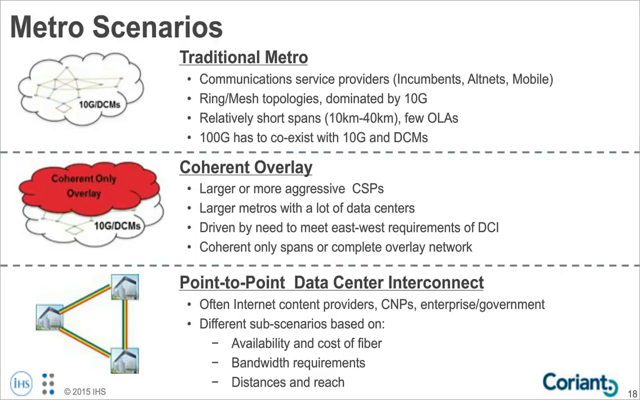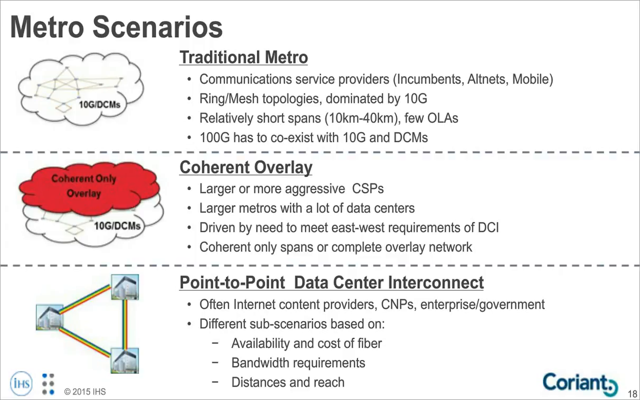And within this scenario, you see lots of sub-scenarios based on whether fiber is easily available and cost-effective or very expensive, dependent on the different bandwidth requirements and dependent on the different distance and reach requirements. So those are the three key scenarios.